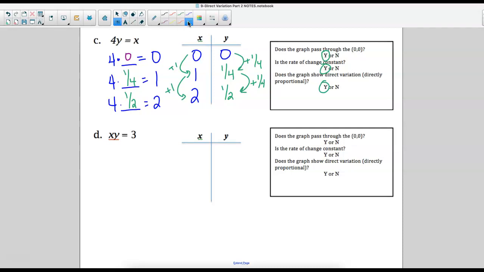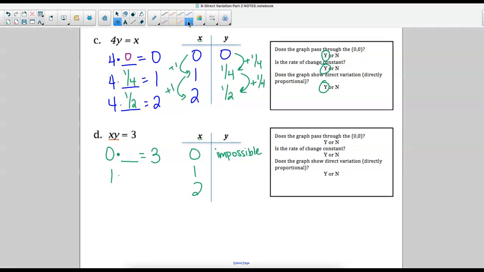Okay, look at letter D. Again, we're going to make our table 0, 1, and 2. So if x is 0, we're saying 0 times what will equal 3? 0 times anything equals what? 0, all the time. So is there a number that I can put in there that's going to make it work? No, okay? This is really, right here, impossible. There is no number that I can put in this blank that will make it work. Okay, the other ones might work.